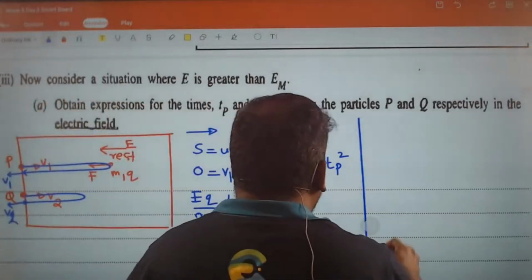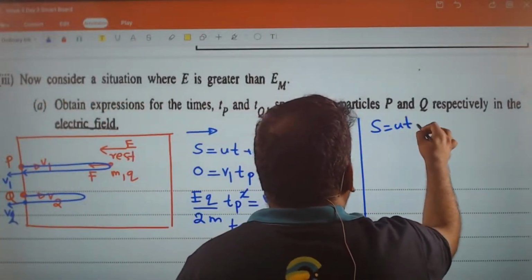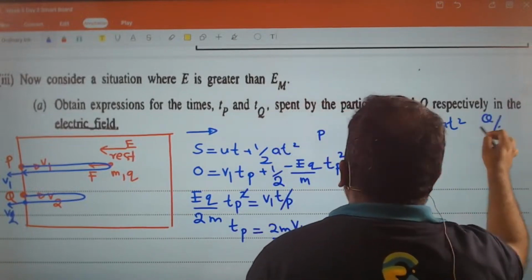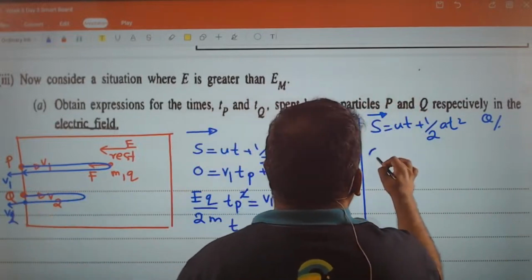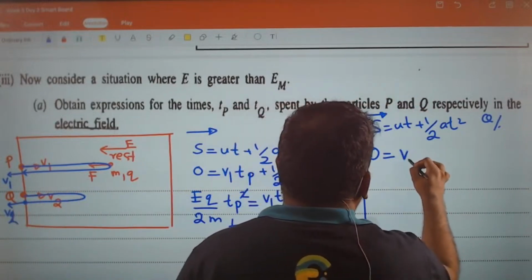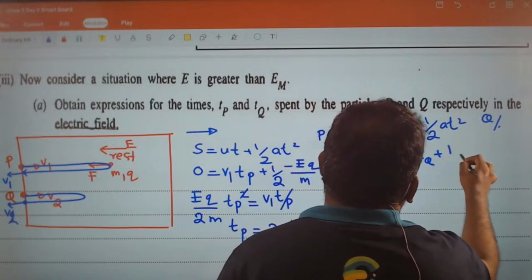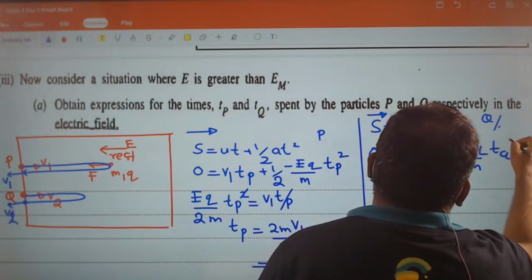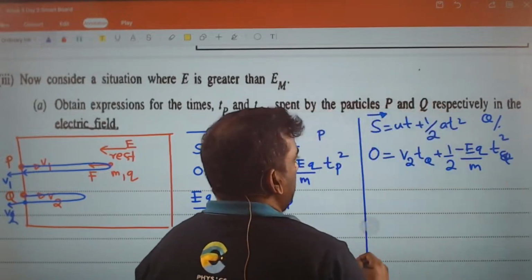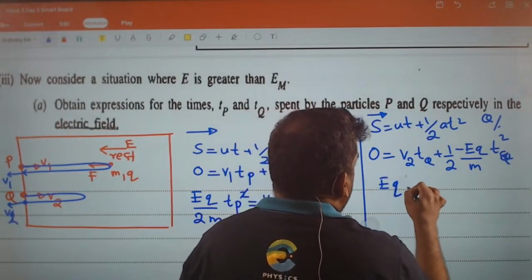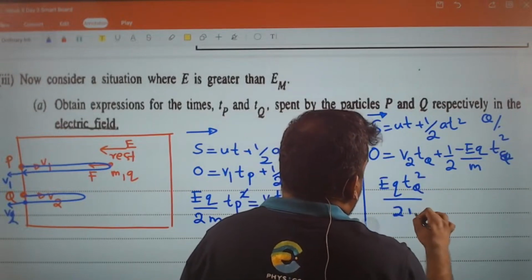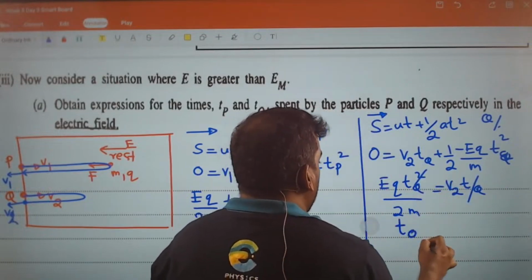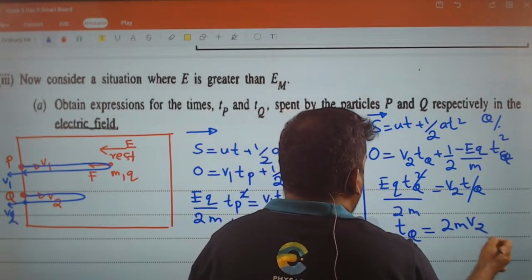Similarly, you can apply S equals ut plus half a t squared for Q. Going and coming back means displacement 0. Velocity V2 times TQ. Deceleration is minus EQ over m, TQ square. EQ TQ squared over 2m equals V2 times TQ. TQ cancel off, not 0. TQ is 2m V2 divided by EQ.